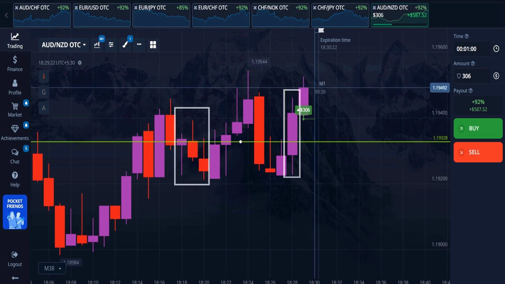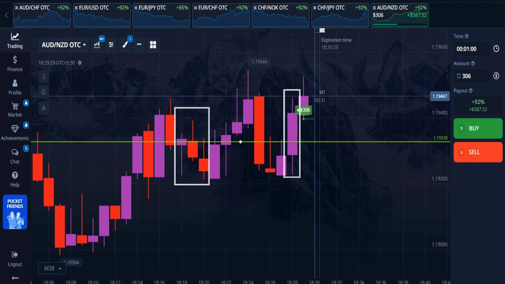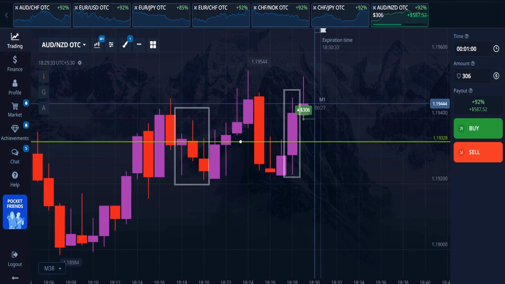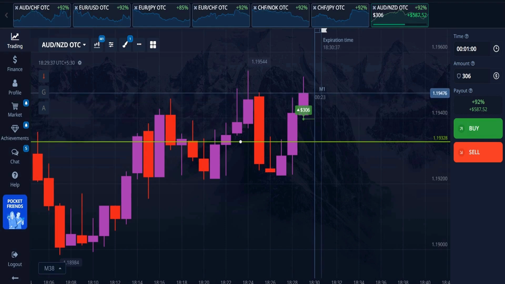Now look at this. A fresh green candle has just broken above that line with its full body. This confirms our entry signal. So I've entered a buy trade, and now we just have to wait for the candle to close and see how this trade performs. Let's keep watching the price action closely.